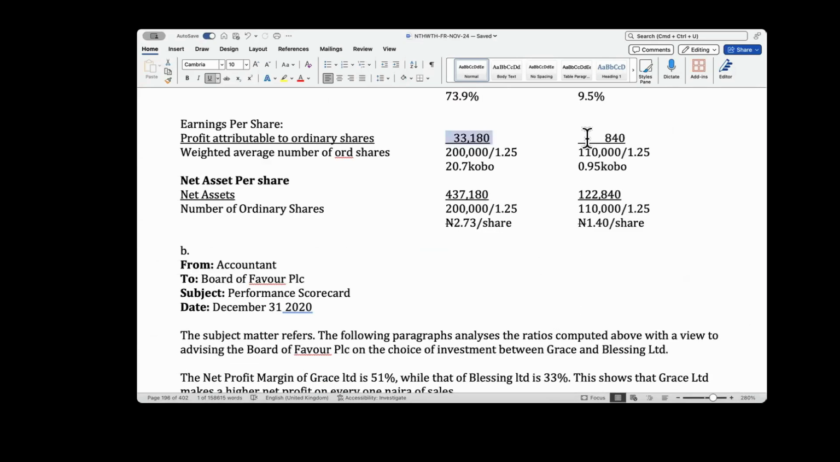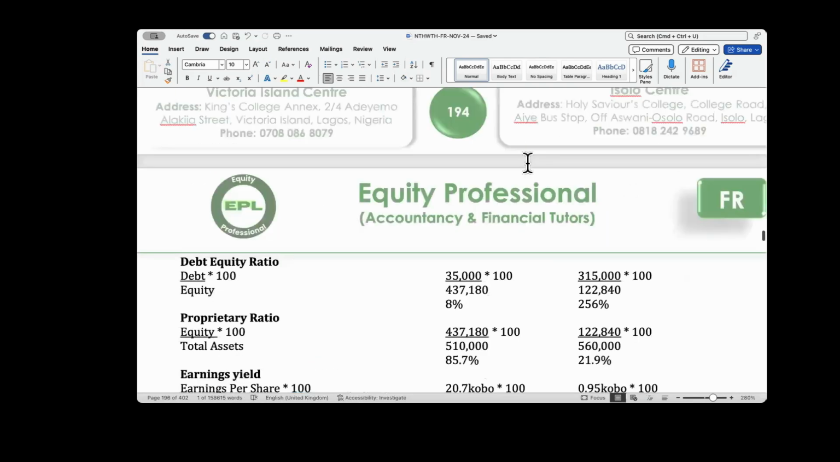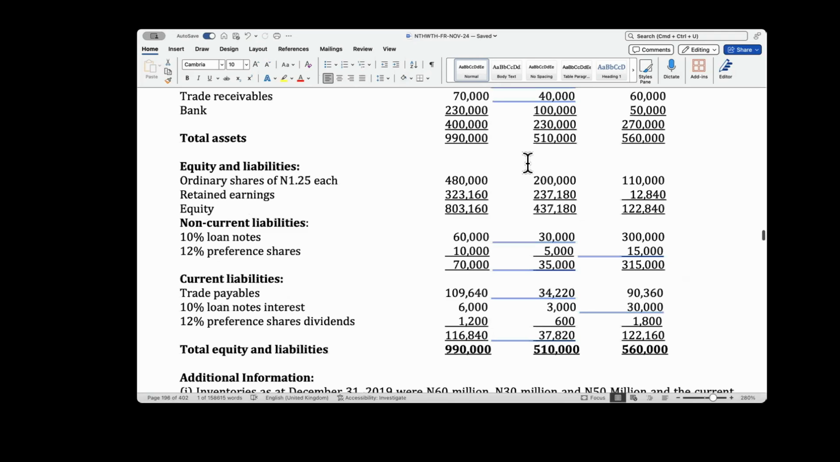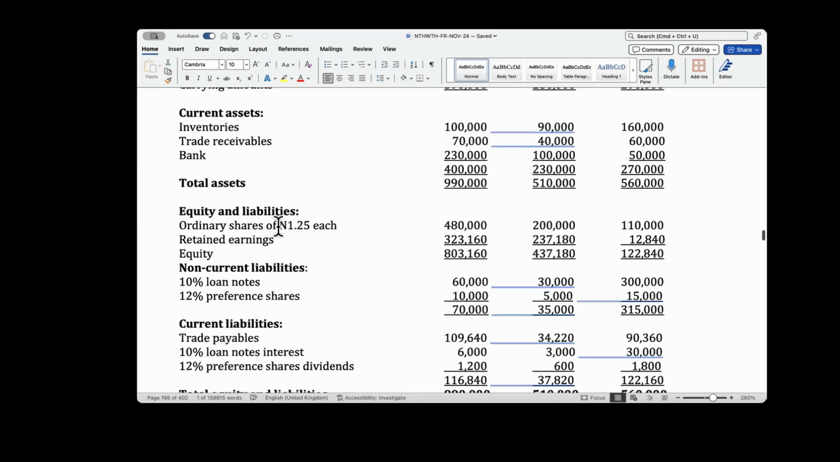So 33,840 divided by weighted average number of shares. In calculating the number of shares, you will see I did 200 over 1.25, 110 over 1.25. This is the reason. I believe everybody should know how to do that now. The nominal value here is 1.25. This is the value of shares. If I want to get the number of ordinary shares, it will be this value divided by the nominal value. Get used to that. Don't assume.